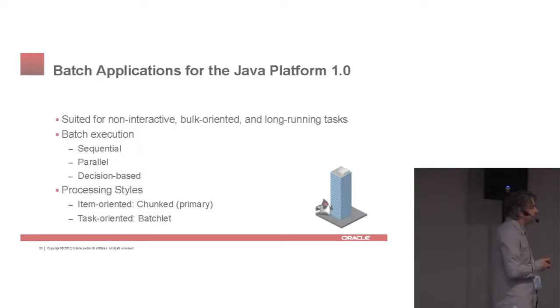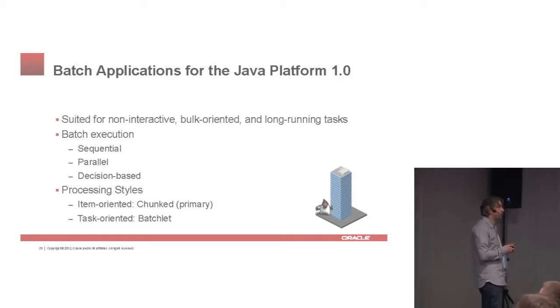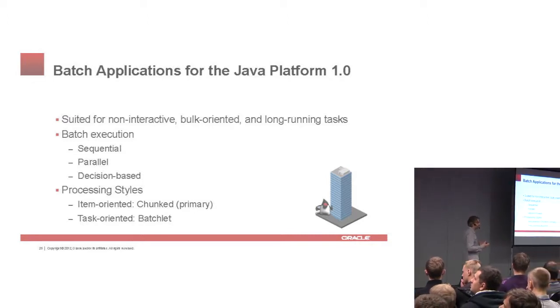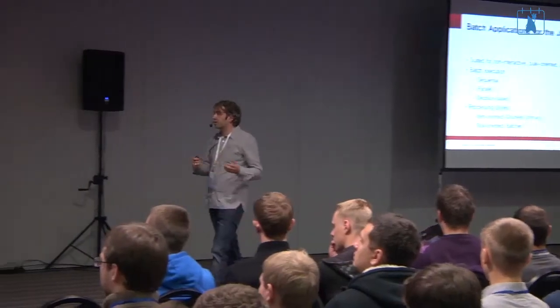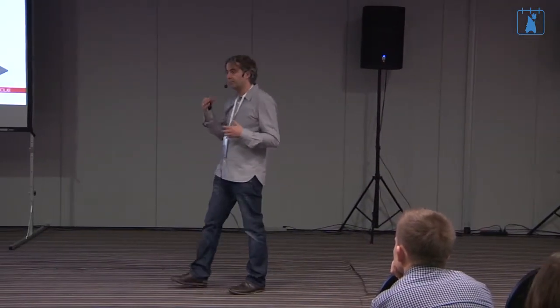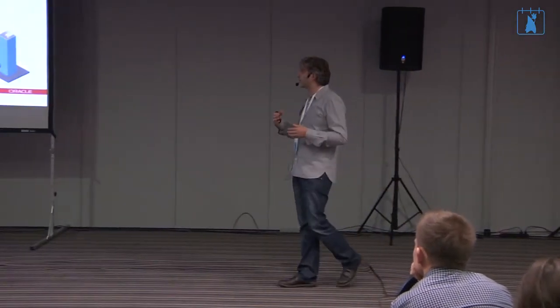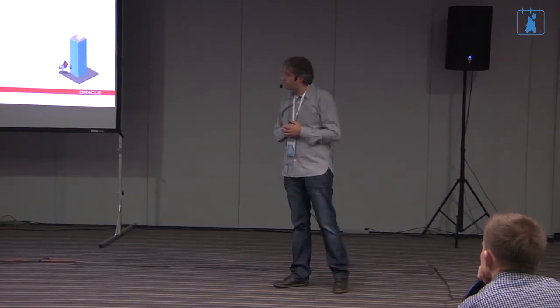The first one, Batch Applications for the Java Platform, JSR 352, was led by IBM. If we look at our IT industry, since the beginning we have been using computers to do batch jobs. What is a batch job? It's basically when we take a lot of data, a bulk of data, and we process it. Most of the time it was done overnight. It was offline, so it's really non-interactive, bulk-oriented data processing. And that's something we have done for decades.